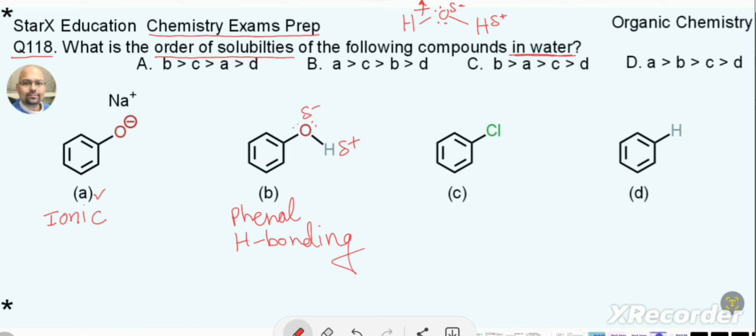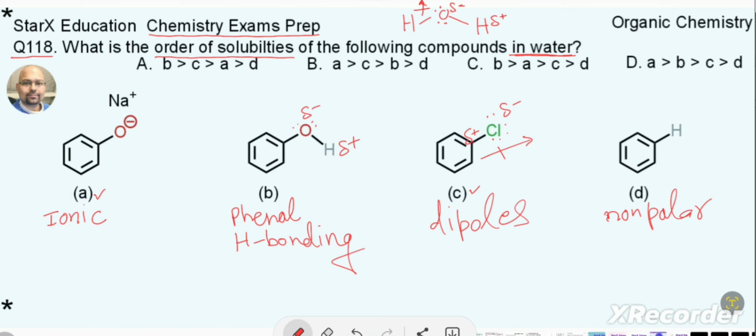So compound third is chlorobenzene. It does not have any ions or hydrogen bonding capability. All it has is a dipole, because the difference between electronegativity of chlorine and carbon is high. So chlorine gets a partial negative charge and carbon gets a partial positive charge. So it's got a nice permanent dipole. The fourth one is benzene. Benzene is a nonpolar molecule, a nonpolar hydrocarbon. So now we need to see the interactions between all of these compounds with water one by one.